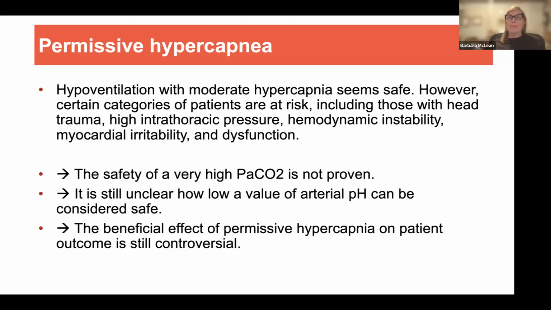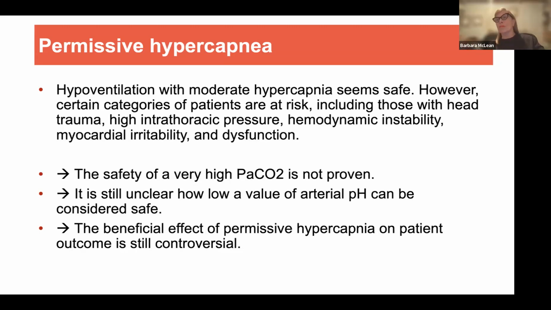Here's the problem. Permissive hypercapnia, which, by the way, doesn't mean I failed to ventilate you appropriately. It means I have chosen vent settings to allow you to retain more CO2 in order to protect your lung. It does appear that it's relatively safe, but not in patients who have head injury, not in patients who are hemodynamically unstable, and not in patients who have myocardial irritability and dysfunction.